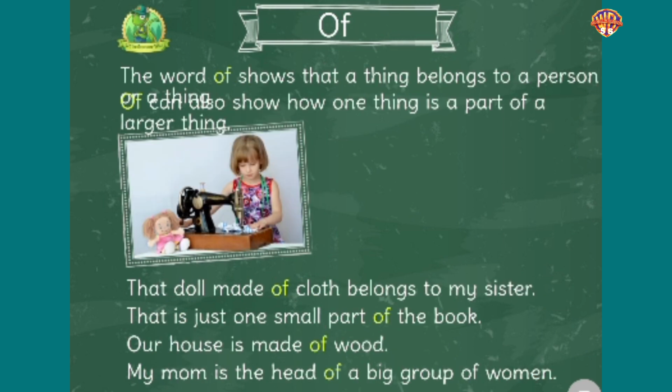Of. The word of shows that a thing belongs to a person or a thing. Of can also show how one thing is a part of a larger thing. That doll made of cloth belongs to my sister. That is just one small part of the book. Our house is made of wood. My mom is the head of a big group of women.